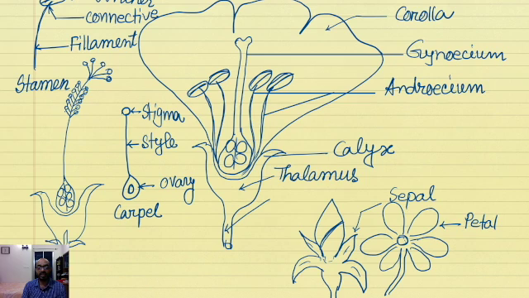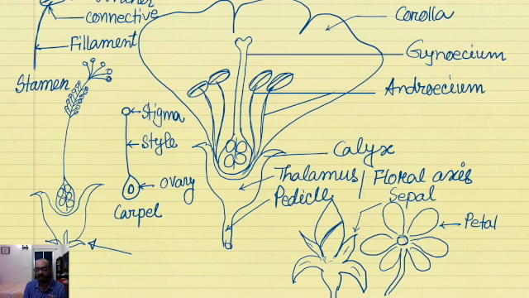Now the last part is the floral axis. Floral axis is divided into two parts. One of them is thalamus and the other one is pedicel. Thalamus and pedicel together form the floral axis. Some flowers contain a pedicel, but some flowers do not. If a pedicel is present in a flower, it is known as a pedicellated flower. If there is no pedicel, it is known as a sessile flower.